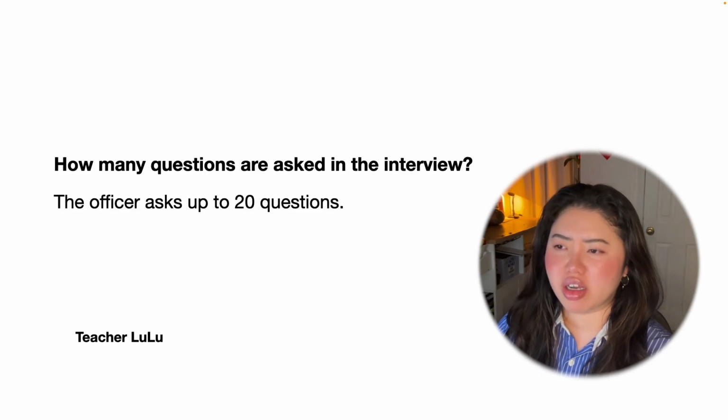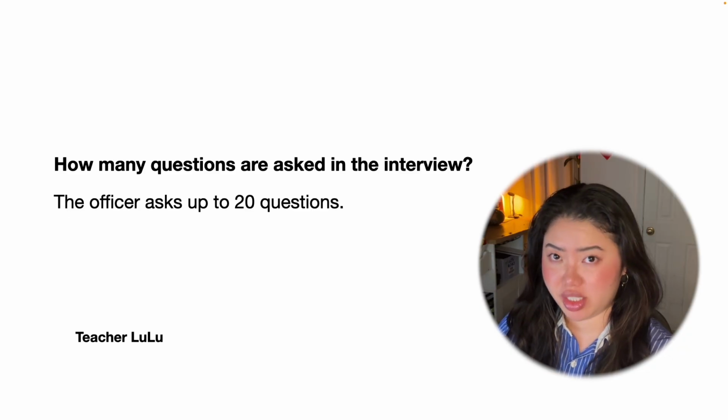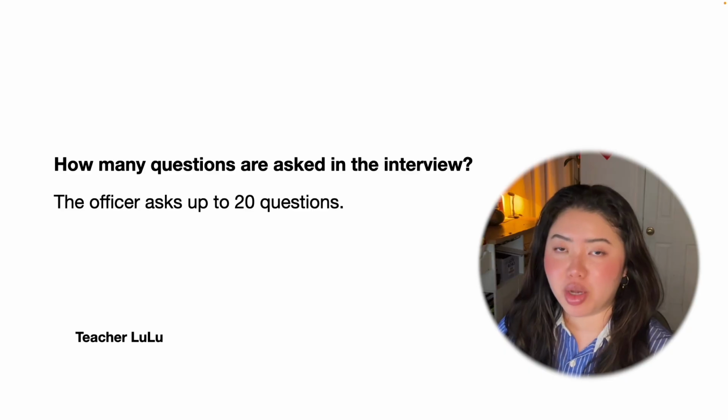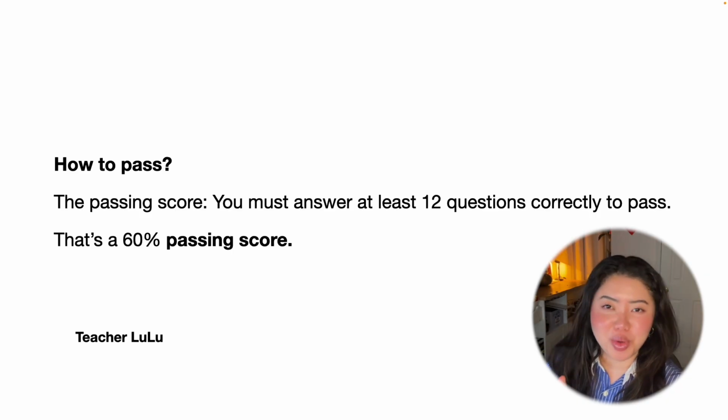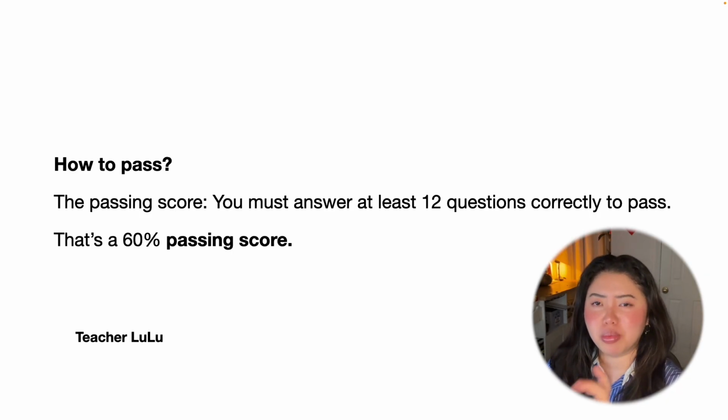How many questions are asked in the interview? The officer, the same one who interviewed you briefly, is going to ask you 20 questions. Now, the next slide, I will teach you the difference between the structure of the 20 questions today versus in the past. So in 2026, you just need a passing score of at least 12 questions correctly out of 20. So if you get above a 60, as I know you will because you're super smart, you will pass.